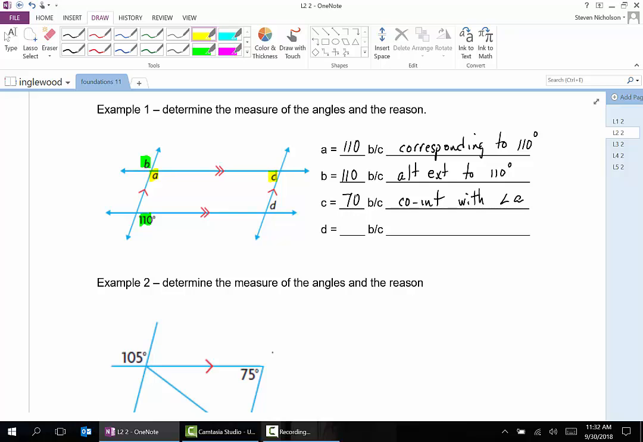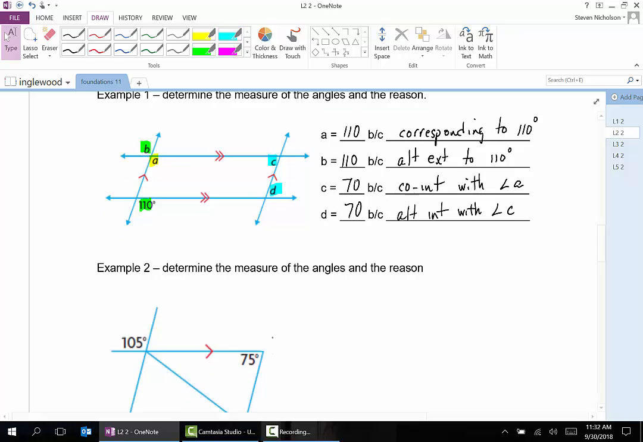And then finally, angle D. Angle D is also 70 degrees, and the reason is it is alternate interior with angle C. So again, this one right here would be inside those parallel lines, and they're on alternate sides. And this is what we want to do. We want to say what an answer is, and we want to give a reason.